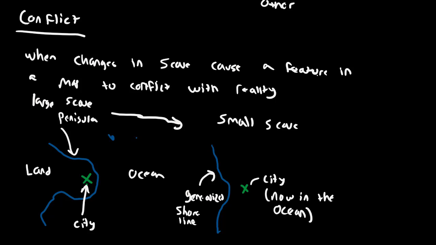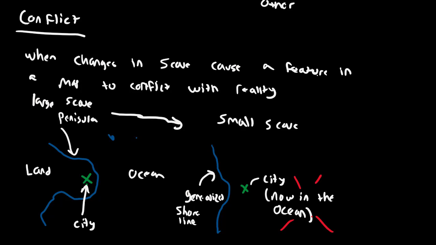Right? And this would be a bad thing. We don't want this. So we now have to figure out, okay, what do we do with our city? What kind of generalization technique do we use to address the fact that our shoreline has been generalized and it's now created a break with reality where visually our city is in the ocean.